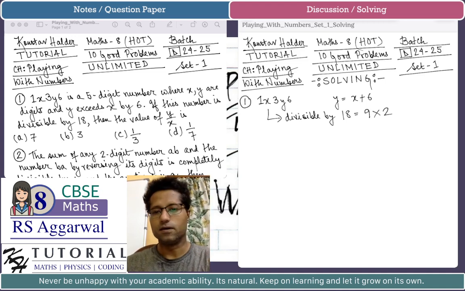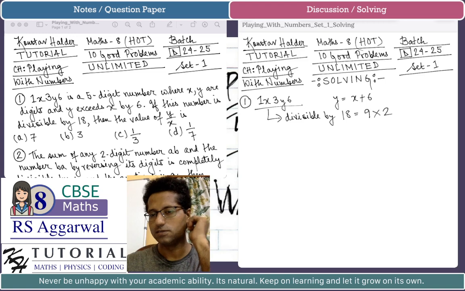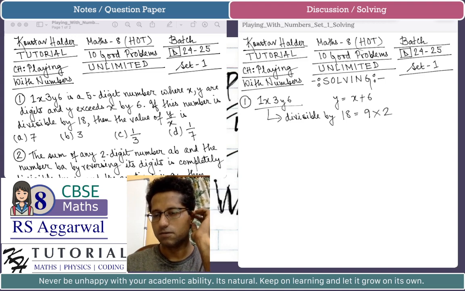So the concept is, when this number is divisible by 18, it also means that the number 1x3y6 will be divisible by both 9 and 2. That is, it will be divisible by all the factors of the number 18. Now a number will be divisible by 2 when the digit at the ones place, or units digit, is even, which is already the case, as the units digit in the given number is 6. So this number is already even, and it will definitely be divisible by 2. We just need to check whether this number is divisible by 9 or not.